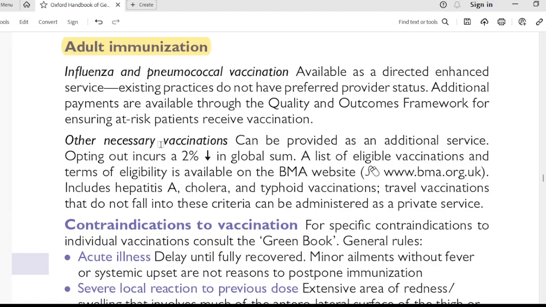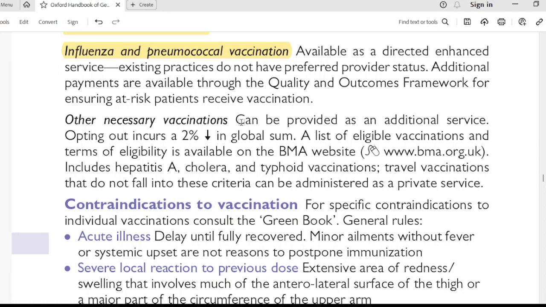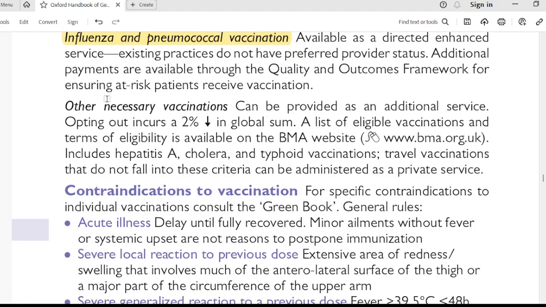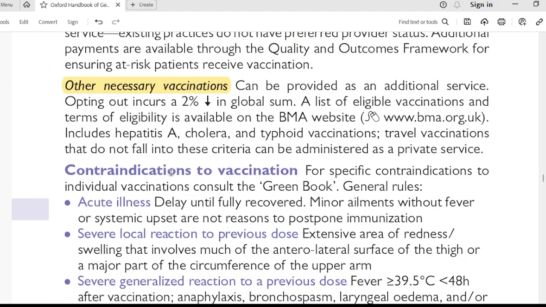Adult immunization. Influenza and pneumococcal vaccination available as direct enhanced service. Existing practices do not have preferred provider service status. Additional payments are available through quality and outcome framework for ensuring at-risk patients receive vaccination. Other necessary vaccinations can be provided as an additional service. Opting out incurs a 2% decrease in global sum.